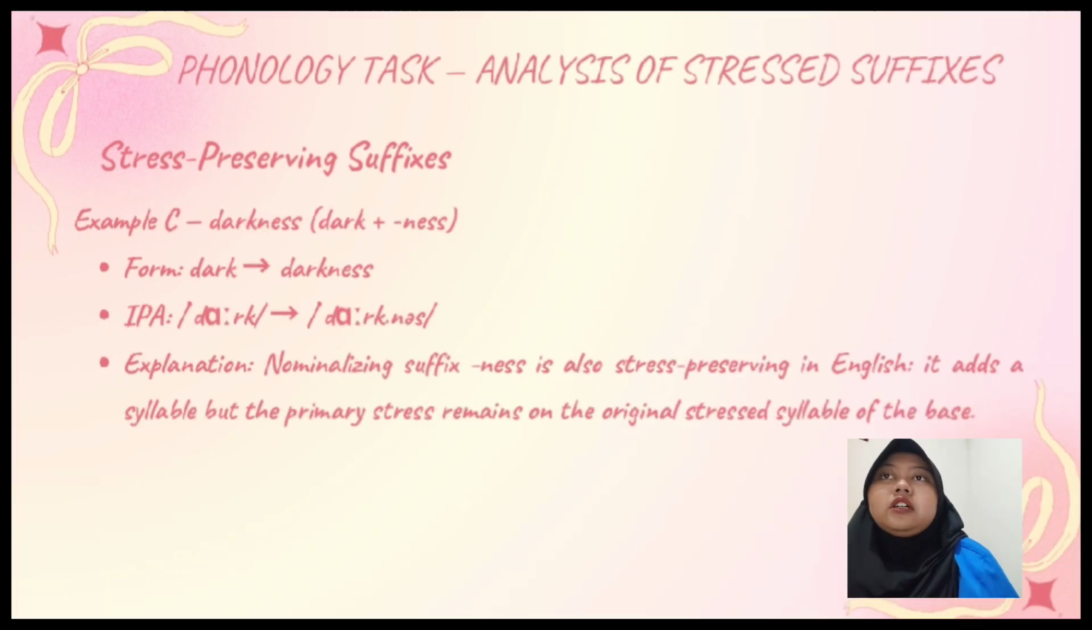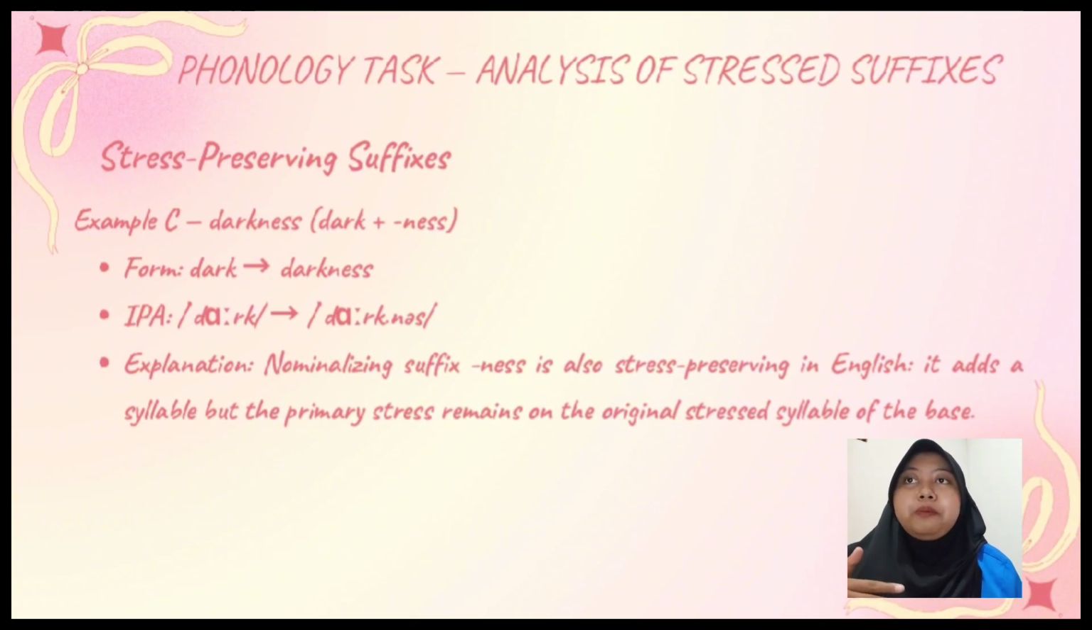Okay, next, stress-preserving suffixes. Example C: darkness, dark to darkness. IPA: dark, darkness. The nominalizing suffix -ness is also stress-preserving in English. It adds a syllable, but the primary stress remains on the original stressed syllable of the base.